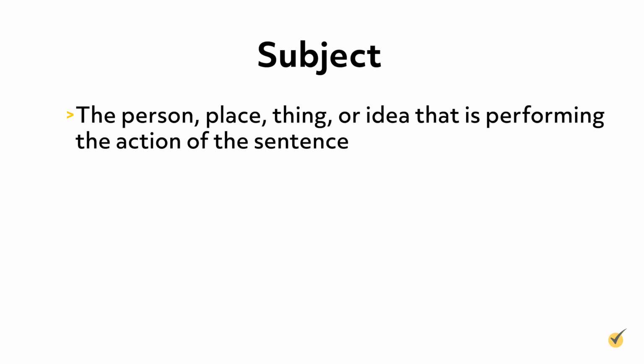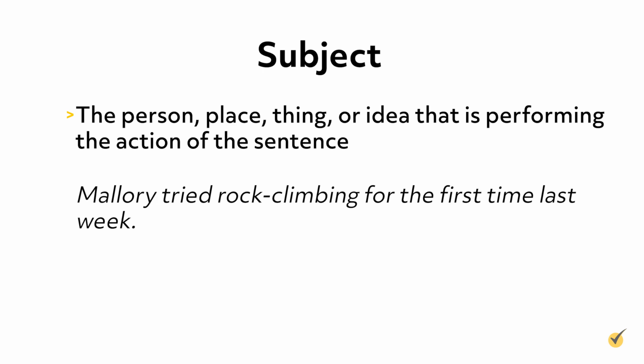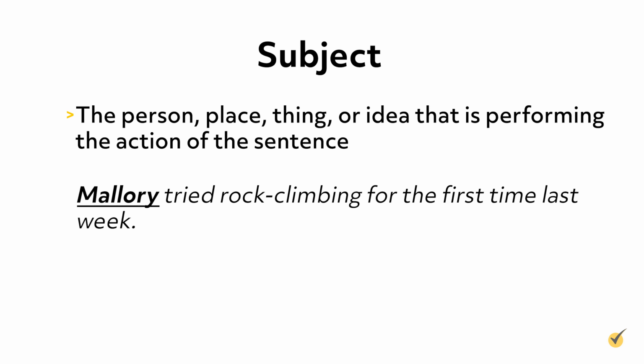Now, let's take a look at 3 of the main roles that nouns can take within a sentence: subject, object, and complement. The subject of a sentence is the person, place, thing, or idea that is performing the action of the sentence. Here's an example of a sentence that uses a noun as the subject. Mallory tried rock climbing for the first time last week. We know that the word Mallory is a noun because it names a person, and we know it's the subject of this sentence because it is performing the action tried.